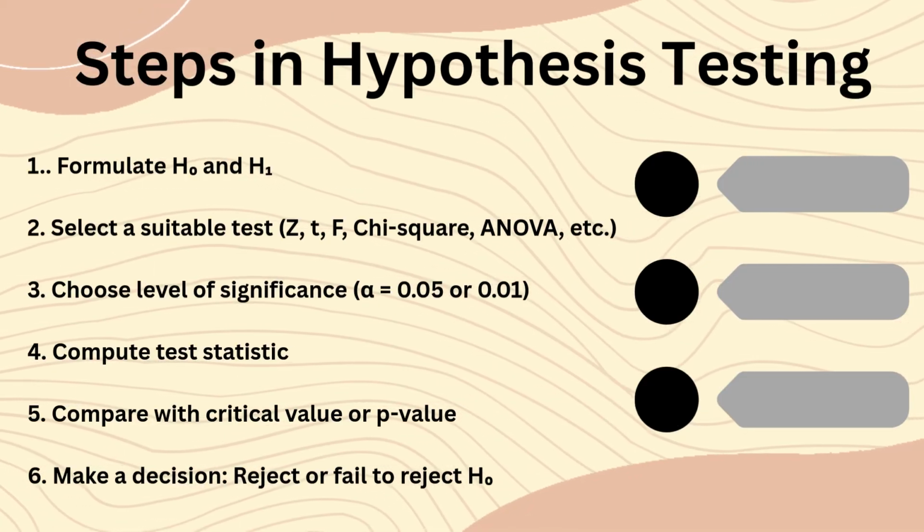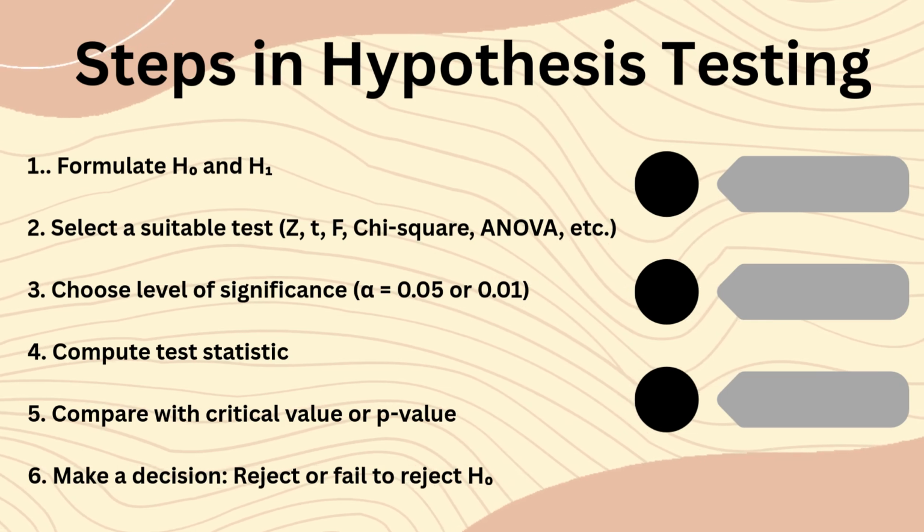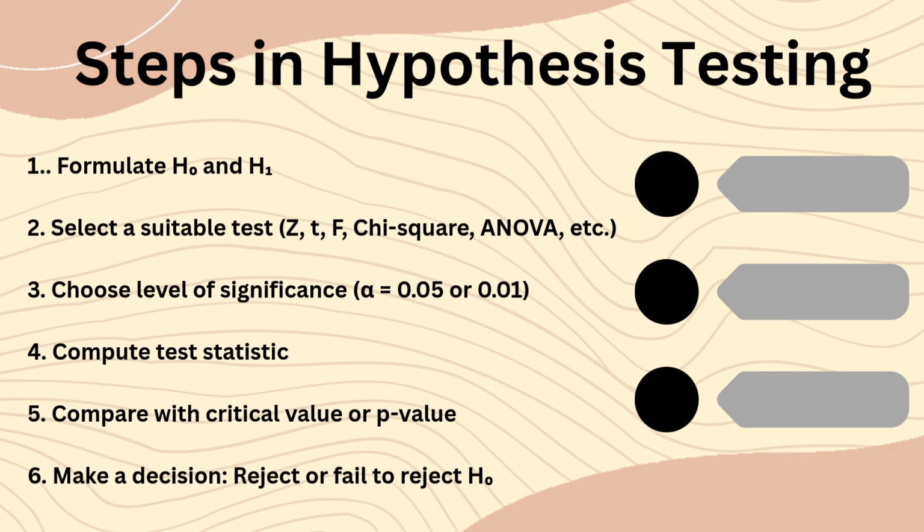Now let's discuss the steps involved in hypotheses testing. Step 1. Formulation of hypotheses. In hypothesis testing, we always begin by stating two hypotheses. 1. Null hypothesis, H0. It is a statement of no difference or no effect. It assumes the observed data is purely due to chance. Example, there is no significant difference between the average marks of male and female students.